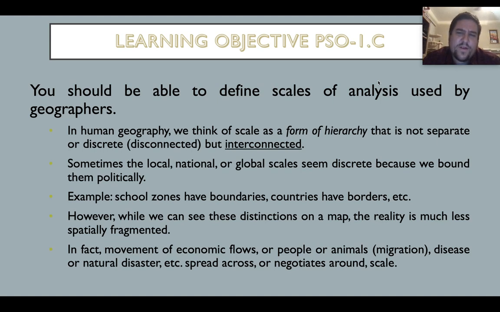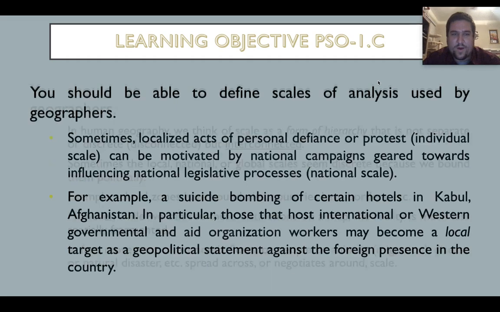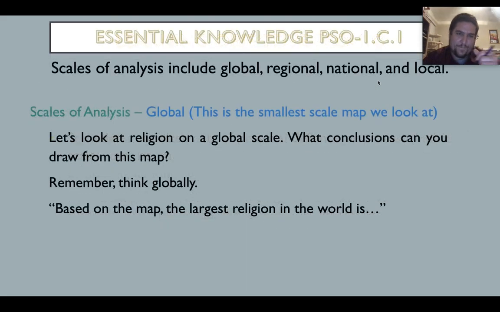So you should be able to define scales of analysis used by geographers. Sometimes the local, national, or global scales seem discrete because we bound them politically. However, there are distinctions in the map. And don't let the scale kind of throw you. This is more of a talent than it is something you need to memorize. So let's go ahead and get started looking at those.